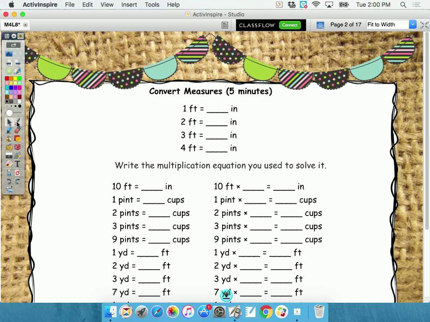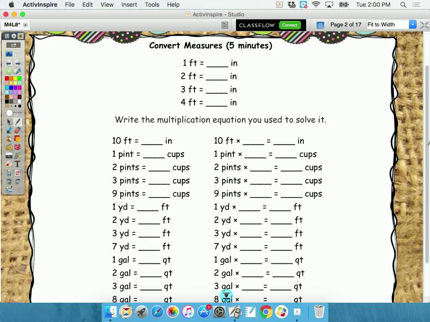Lesson 9, which will be in a couple days, deals with measurements. So we're going to talk about what we actually do in our mind when we are figuring out different measurements.